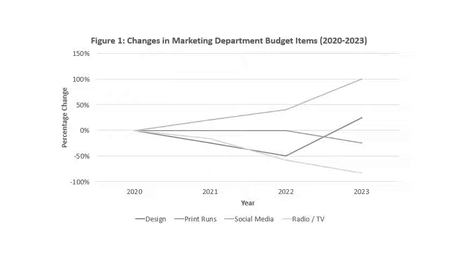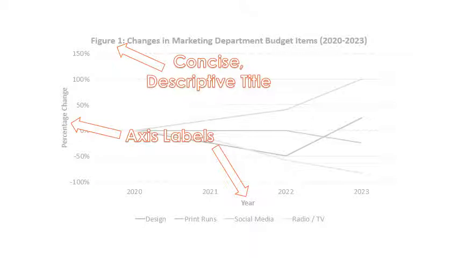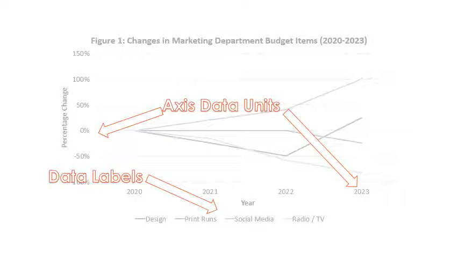If you'll recall, that line graph didn't have a title and it didn't have any labels. So in this slide, we've begun adding some of those elements. At the top of the graph, you can see that concise descriptive title. And then on the left and at the bottom, you can see the axis labels. Finally, you can also see the axis data units clearly specified and the data labels at the bottom of this graph. All of these elements are making this data visualization significantly more informative.